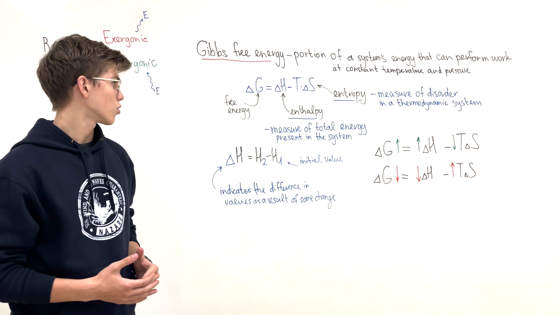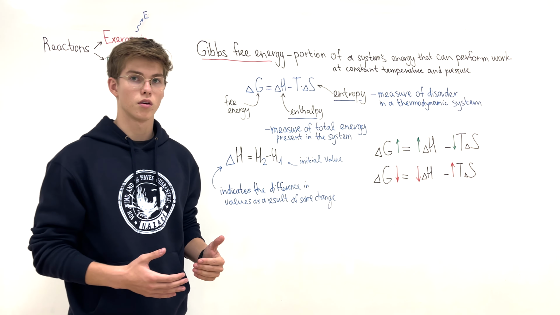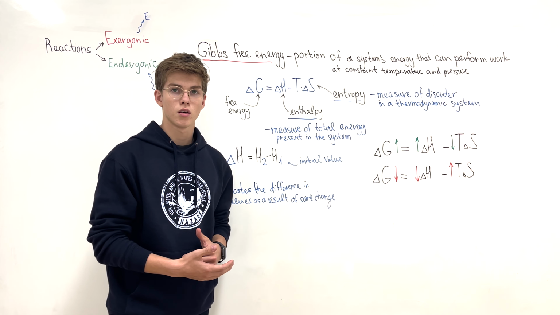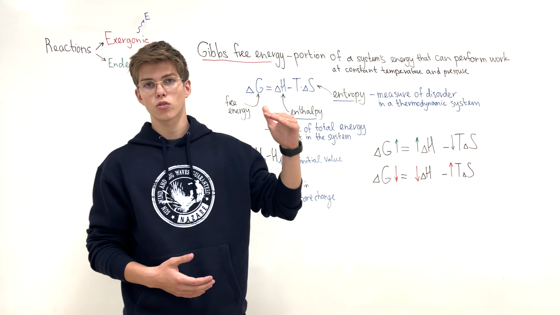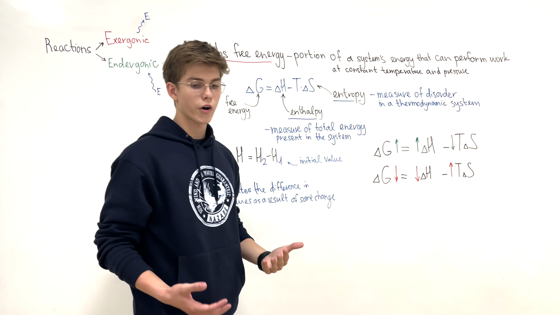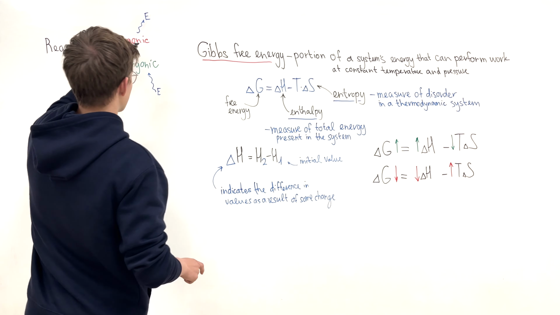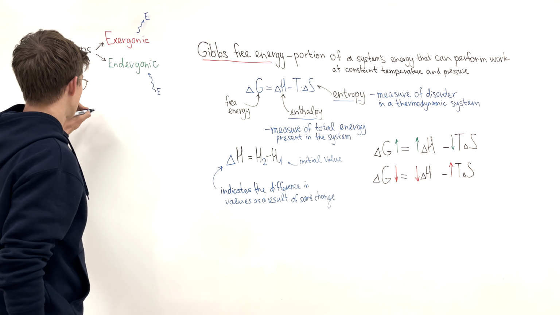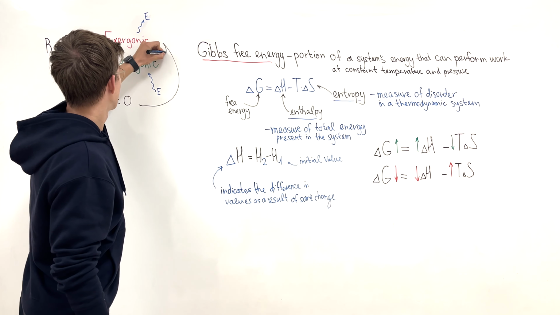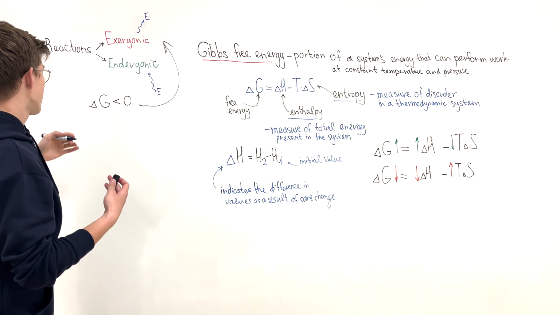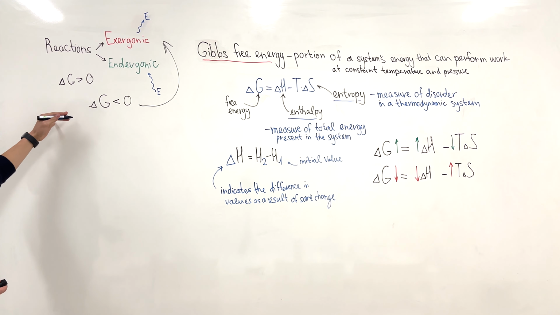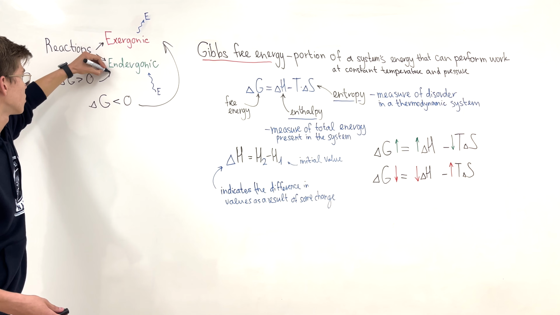Enthalpy is the measure of total energy that is present in the system, and entropy is the measure of disorder in a thermodynamic system, which means that the higher degree of disorder in our system, the higher will be the entropy. So finally, if the delta G of our reaction is negative, this reaction will be called exergonic. And conversely, if the delta G of our reaction is positive, then the reaction will be endergonic.